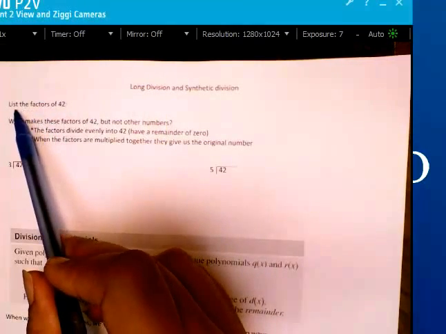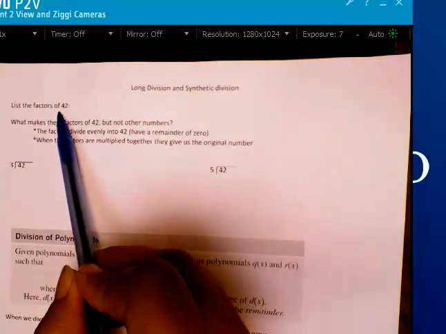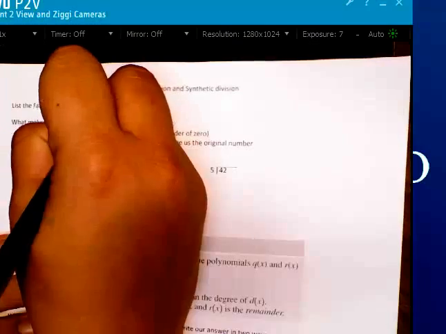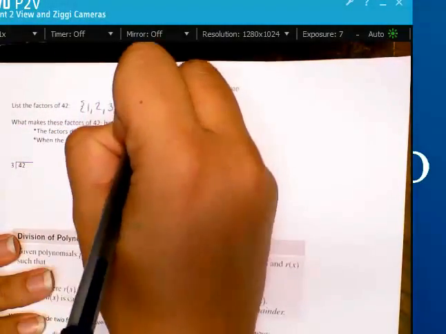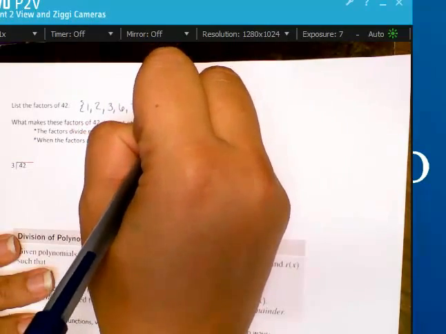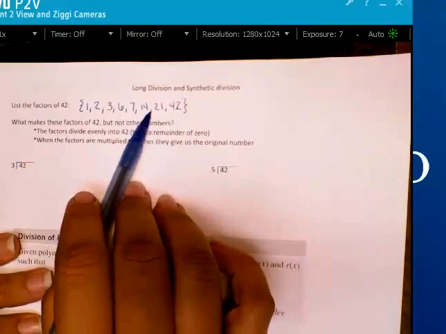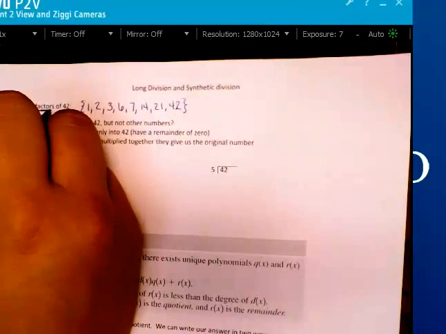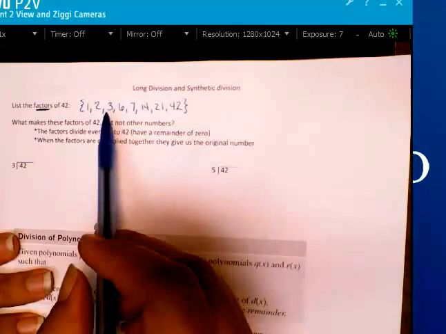Okay, first thing I want to do is I want us to list the factors of 42. So when we list the factors, we write it as 1, 2, 3, 6, 7, 14, 21, and 42. The reason why I wanted you to write this list of factors is because I want us to understand that term factor. So when we say it's a factor, what does that mean?